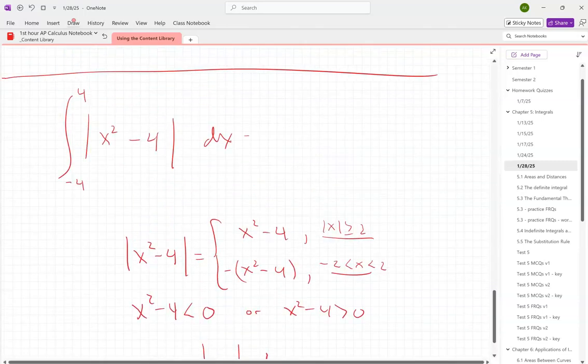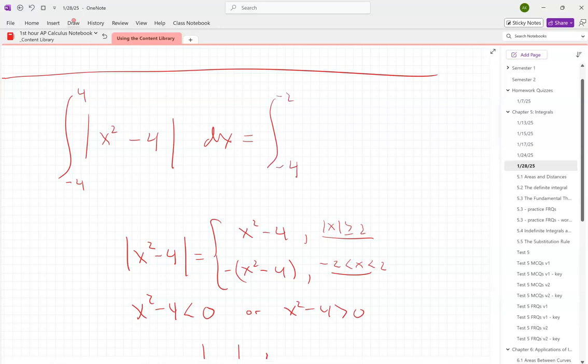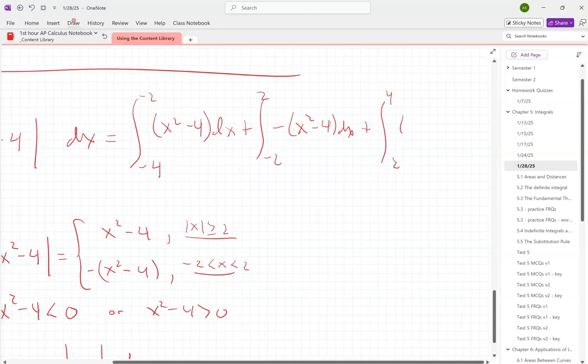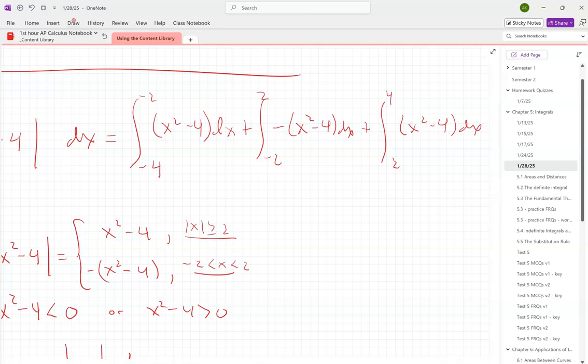So we're going to need to break this up. From -4 to -2, it'll be like that. Then from -2 to +2, I'll need the negative of it. And then from +2 to +4, I'll need just the regular again. So far, so good.